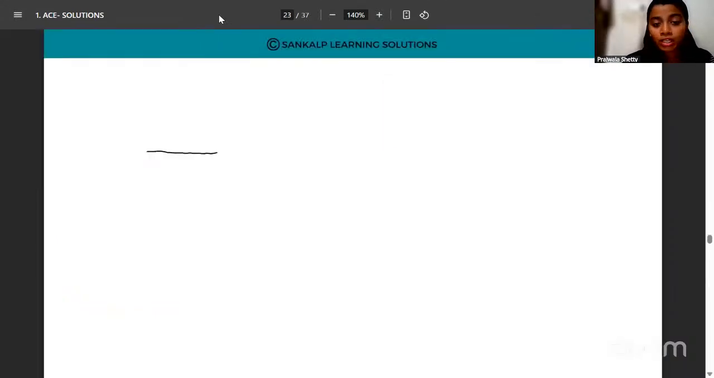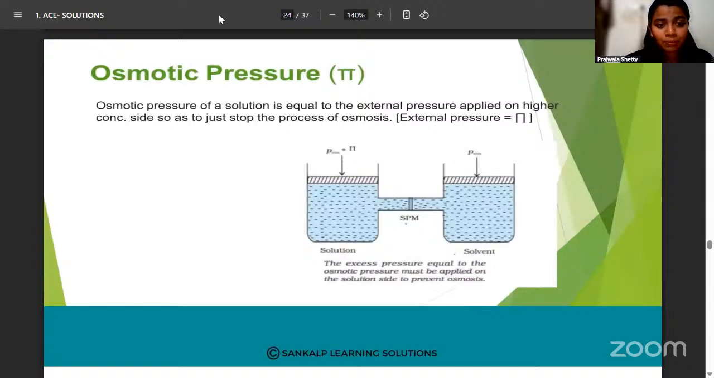Which is osmotic pressure. What is osmotic pressure? The pressure that just stops the flow of solvent. Osmosis, as you saw, is the flow of solvent. To stop that flow of solvent there is a pressure. That pressure is called osmotic pressure. How do you calculate this osmotic pressure? Again, you have numericals on this.